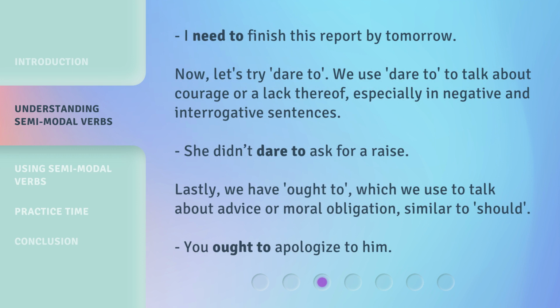Now, let's try dare to. We use dare to talk about courage or a lack thereof, especially in negative and interrogative sentences. She didn't dare to ask for a raise. Lastly, we have ought to, which we use to talk about advice or moral obligation, similar to should. You ought to apologize to him.